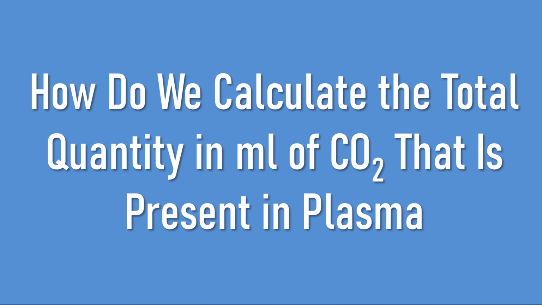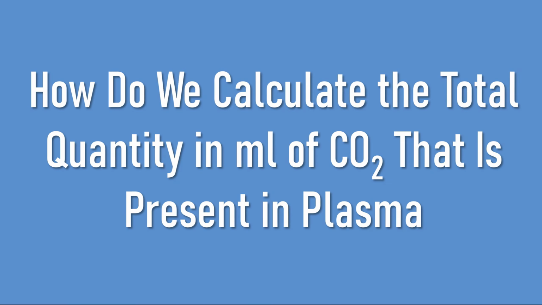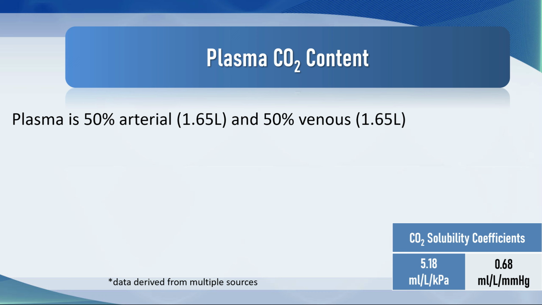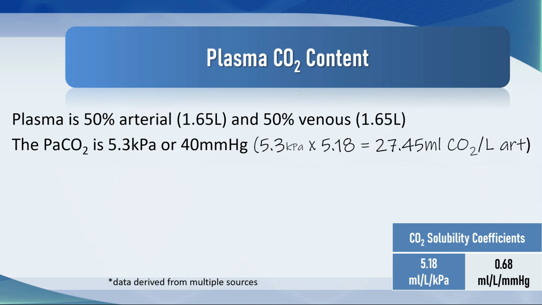How do we calculate the total quantity in mils of carbon dioxide that is present in plasma? In all these examples, we are going to take an 80 kilogram male with 16 litres of extracellular fluid volume, of which 3.3 litres are plasma and 12.7 litres are interstitial fluid. And plasma is 50% arterial blood and 50% venous blood. The PaCO2 of the arterial blood is 5.3 kilopascals or 40 millimeters of mercury.